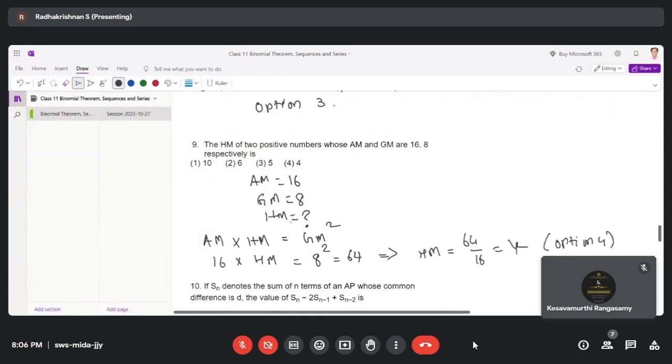So you can also verify. So HM is the smallest of AM, GM and HM. Okay. And again HM, GM and AM are in geometric series: 4, 8, 16. So you can verify like that. Okay. So option number 4.